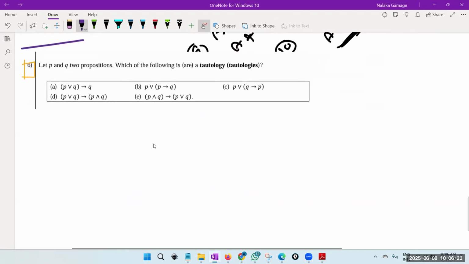P or Q implies Q. My gut feeling doesn't say that this is a tautology, because P or Q implies Q means maybe if P has happened, Q has not happened. Tautology means it's true for any possibility.